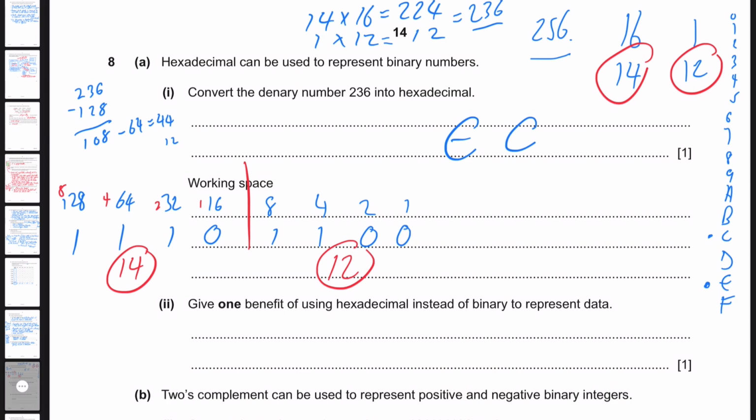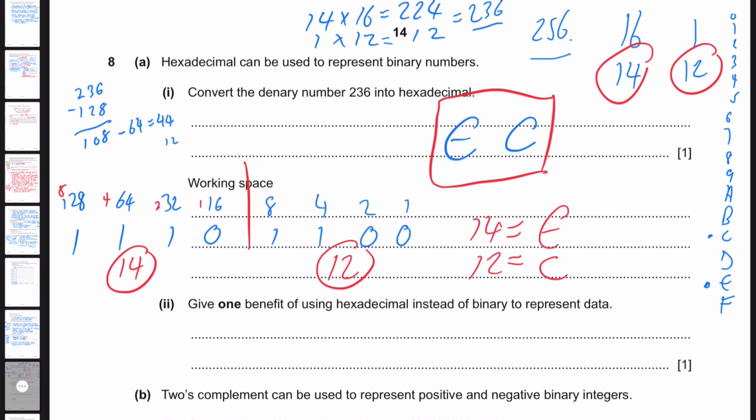And I go onto my little chart here, and I can see that 14 equals E, and 12 equals C. So that is my correct answer. Okay, but it's only for 1 mark, but that's one way. That's 2 ways of doing it. You may not have done denary to hexadecimal. So convert denary to binary, use the nibble method like I've done here, and you can get that answer there.